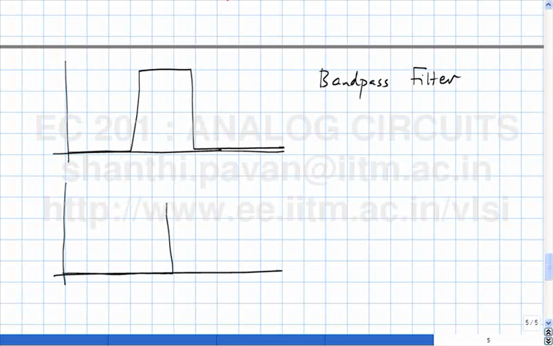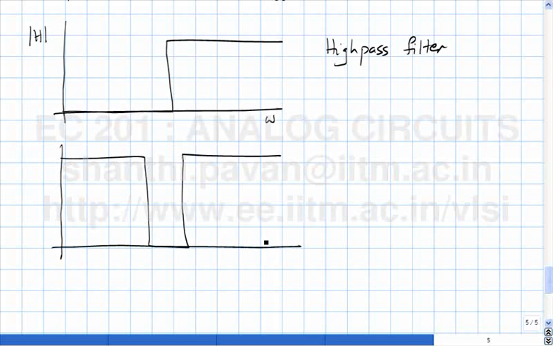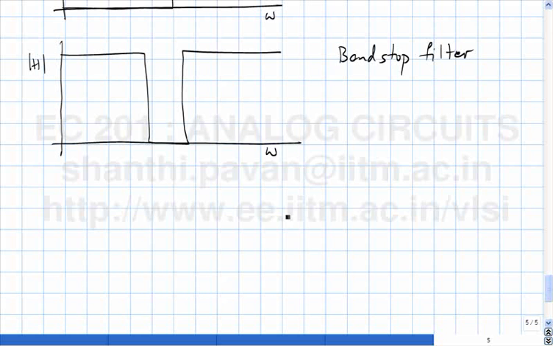What about this? This is a high pass filter. And what is this? Band stop. Or sometimes called a notch filter. Okay.